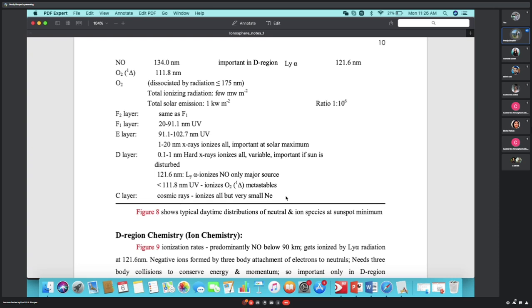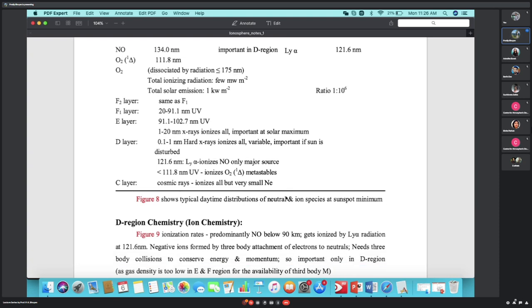Okay, so this is about how you get the different layers. As we have said, when I showed that curve in figure 5 today, if the solar radiations are strong, they will come down to lower heights in the atmosphere and similarly ionize it.